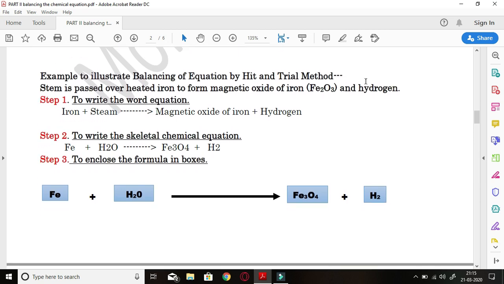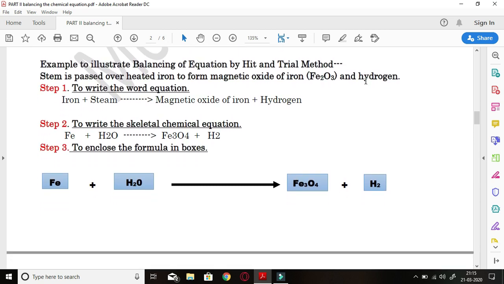Now let us see step number 1. That is to write the word equation. Now what is our equation or what is our chemical reaction? That is, steam is passed over heated iron to form magnetic oxide of iron, that is Fe3O4, and hydrogen.